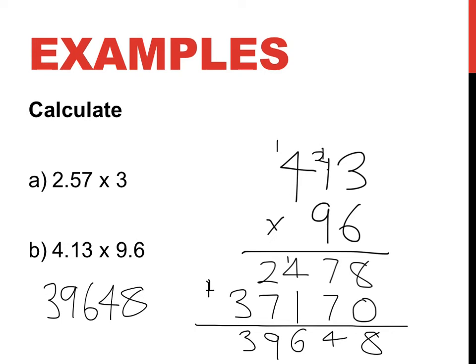Well, I do it actually very similar to the first one. How many decimal points in this one? 1, 2. But I've got 1 in the second number that I also ignored. So there's 3 altogether. So I go 1, 2, 3 places. So my answer is 39.648. Now, does that seem right?